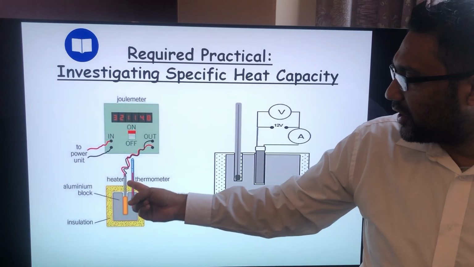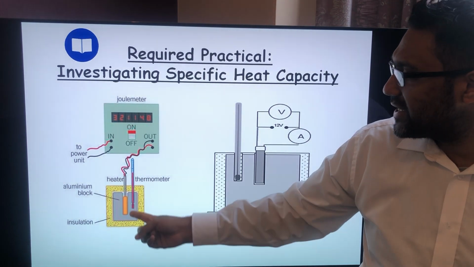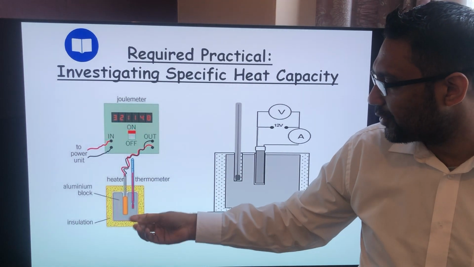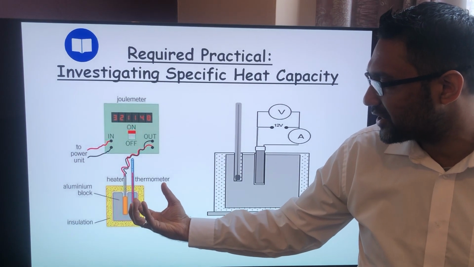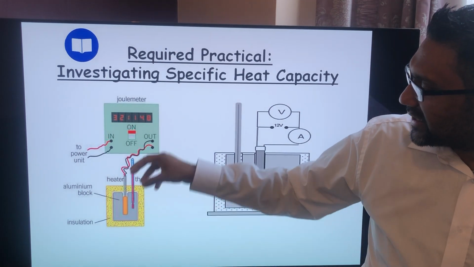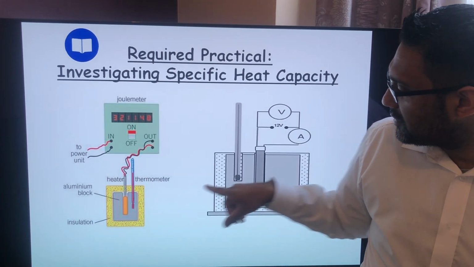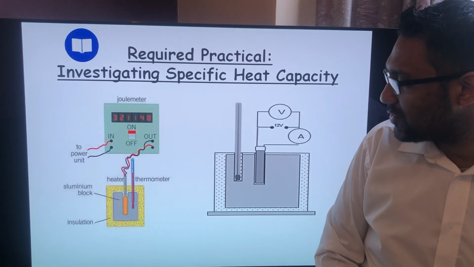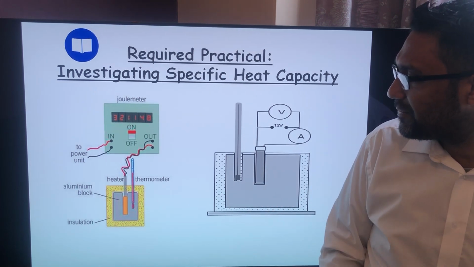So, but what you've got is an electric heater. This electric heater then, as you put current through it, warms up the block. And there's a thermometer that sits snugly in a little slot in the metal block, and you can measure the temperature of it.